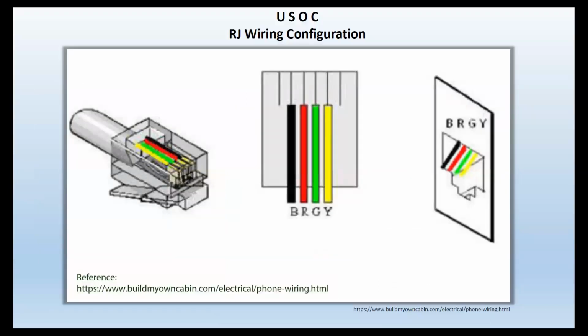Now here is the USOC configuration. The old color code system would be green, red, black, yellow, and there was also white and blue if there were three pairs. Pair one, green and red. Pair two, black and yellow. Pair three would be white and blue. It was the old way.